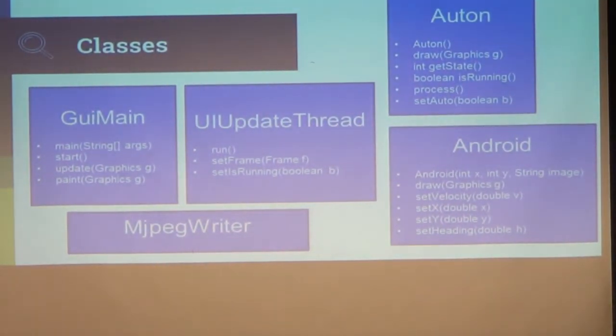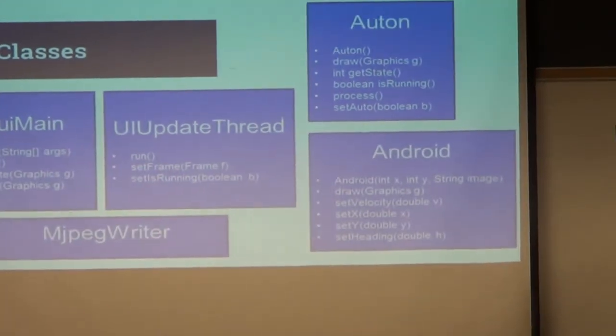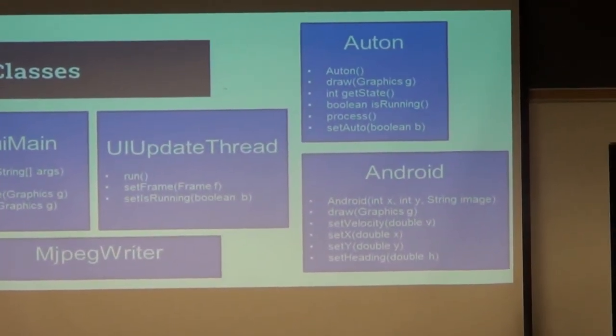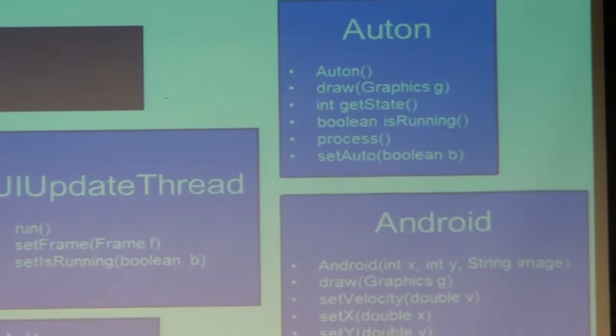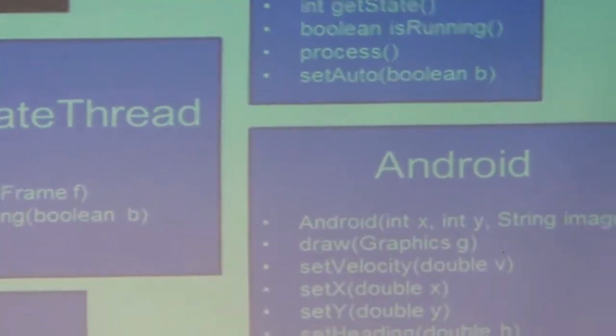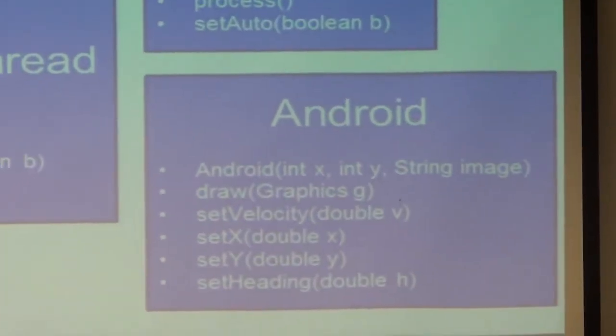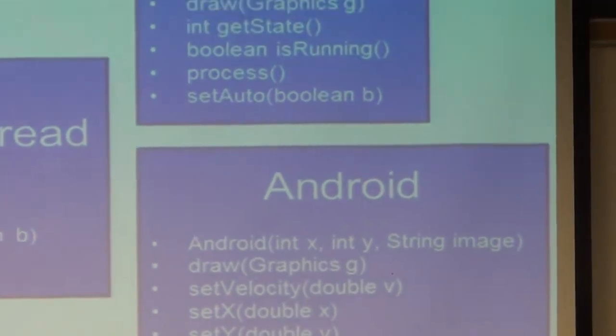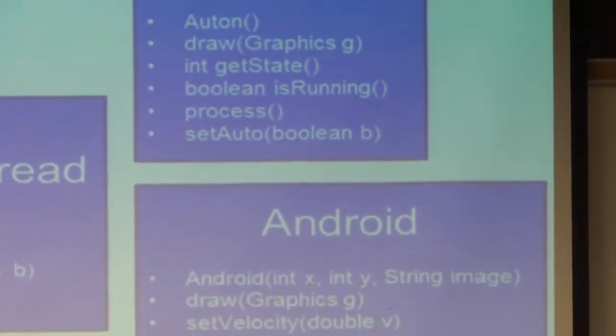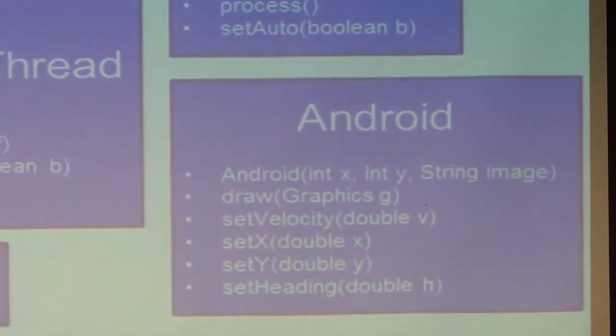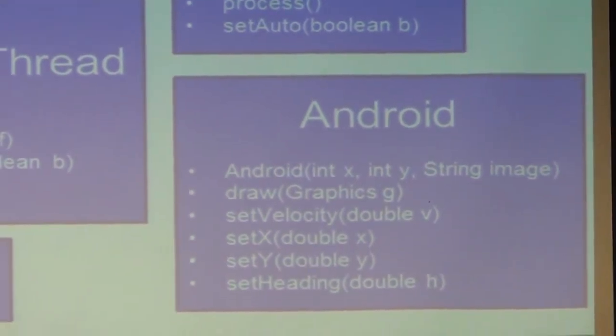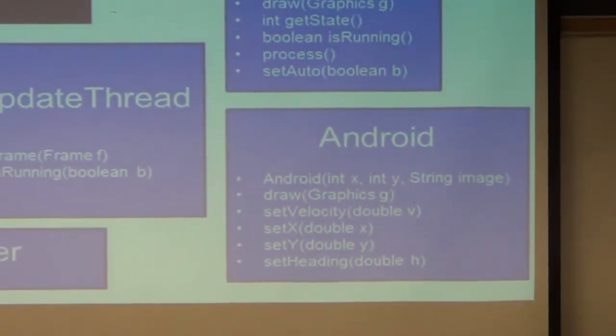Then there's an Auton class. That's what we're going to change as we go through this. And then there's a little Android. This is just a class to represent the little Android figure that's on the screen. So what we're going to have you do is move the little Android man around in a box, and then move it through an obstacle course, and we're going to see how far you guys can get.